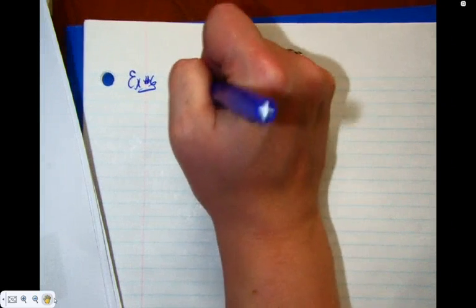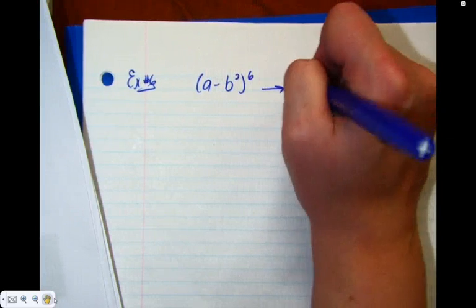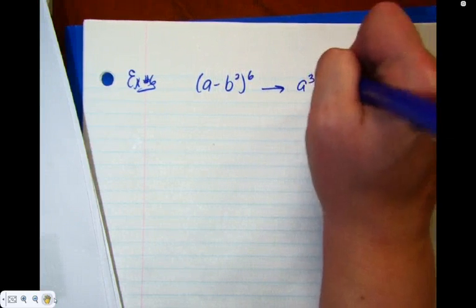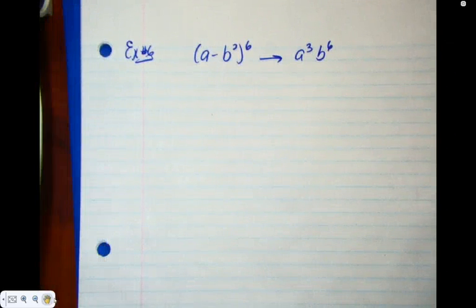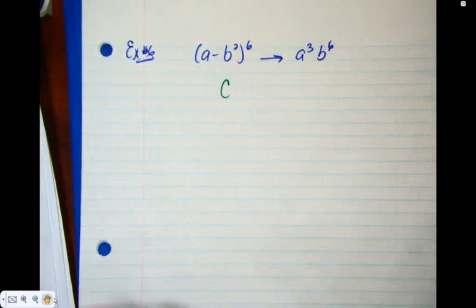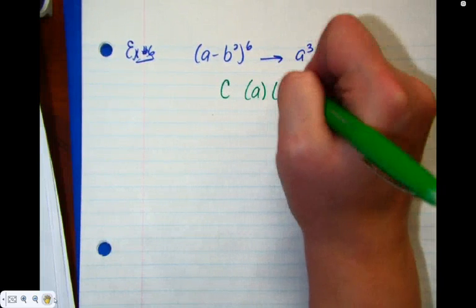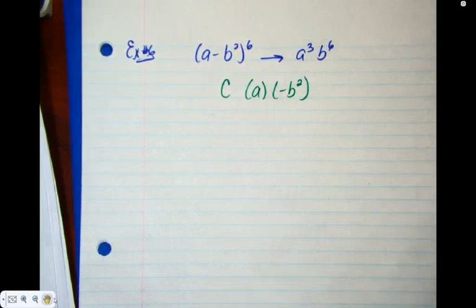Another one of these applications where it's not just a straight up find this. They've given us a minus b squared to the 6, and we want to know what's the coefficient of the term that has an a cubed and a b to the 6. Okay, we're going to start the same way we started all these, just by setting it up. We know we have a combination. We know we're going to have a to the something, and we're going to have negative b squared to the something.